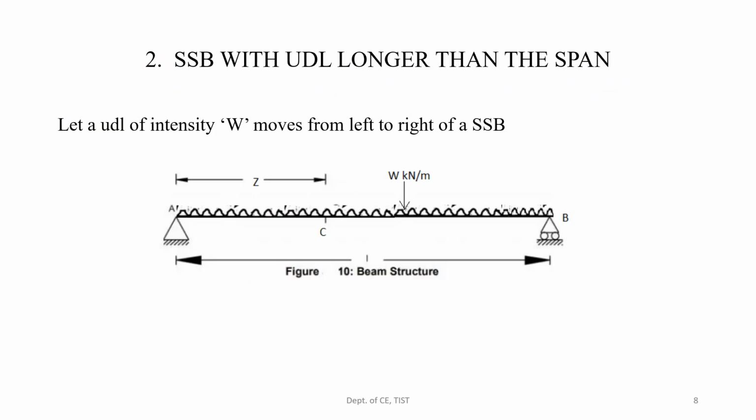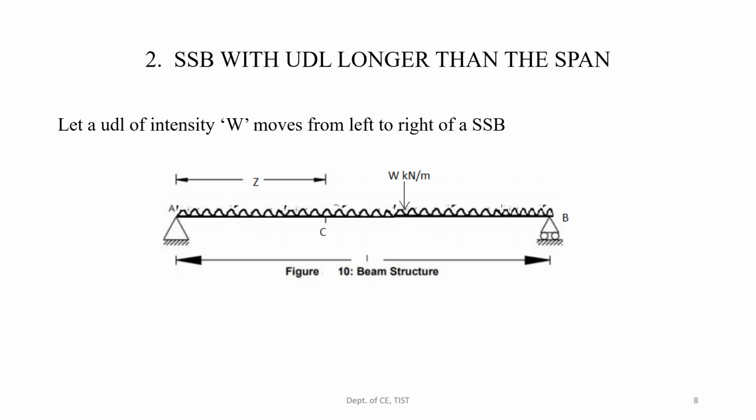Then coming to the next topic, that is a simply supported beam with UDL longer than the span. Here you can see a simply supported beam. The ends are A and B, and consider a section C at a distance Z from the left support A. The intensity of UDL is W kilonewton per meter, and the total length of the beam is L meter. Consider that this UDL moves from A to B. Then you have to find the maximum negative shear force, maximum positive shear force, and also the maximum bending moment.